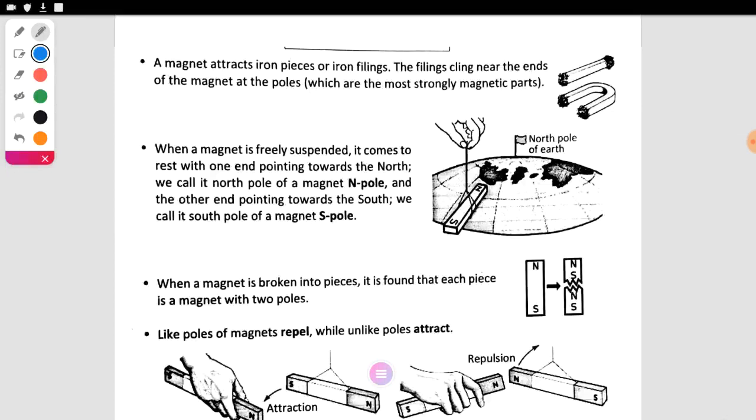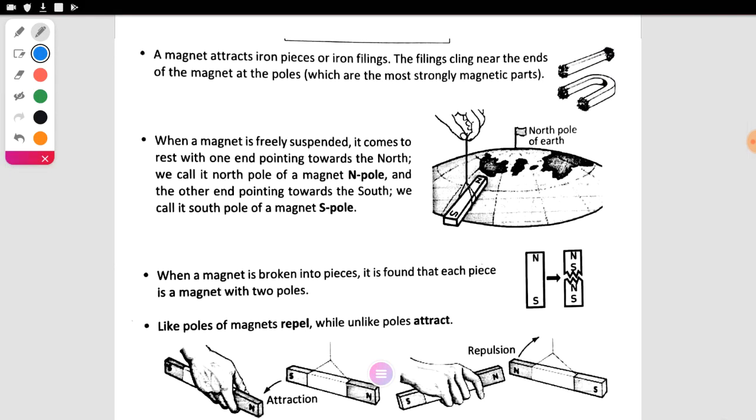We are going to study the properties of magnets. Magnets attract iron pieces or iron filings. The filings of iron gather near the ends, because the force of the magnet is concentrated at its poles. The force of the magnet is concentrated at its ends.